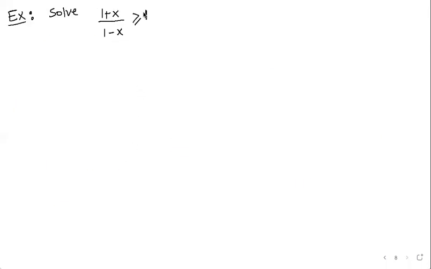To move everything to one side, we can subtract 1 from both sides. When we subtract 1 from both sides, this will be cancelled here, 0. So now I get 1 plus x over 1 minus x, minus 1, is greater than or equal to 0.